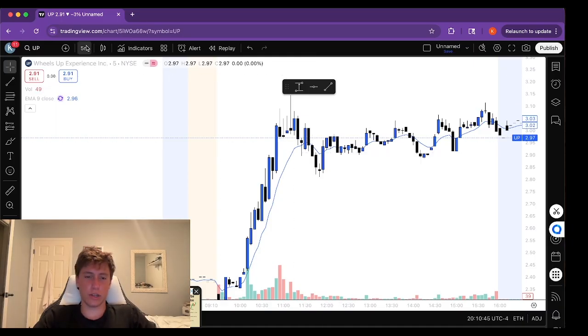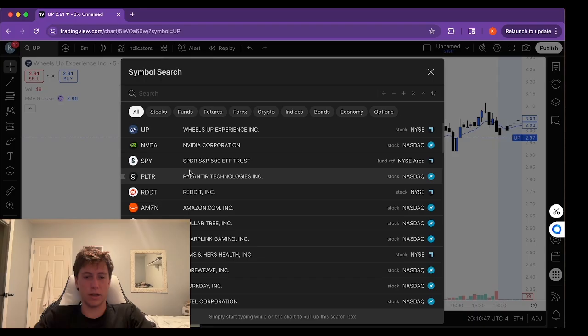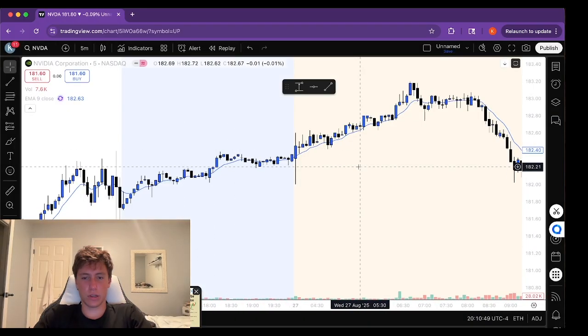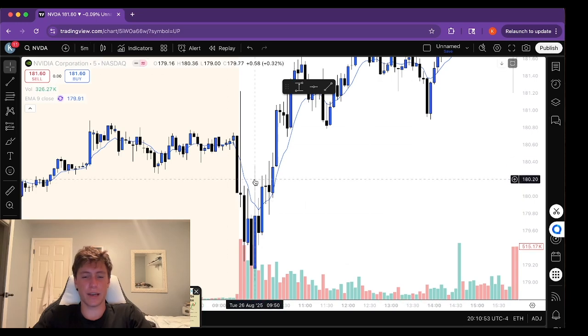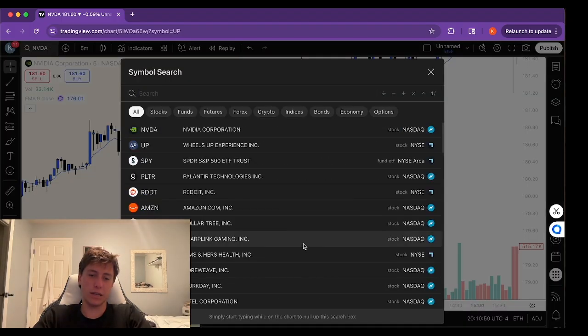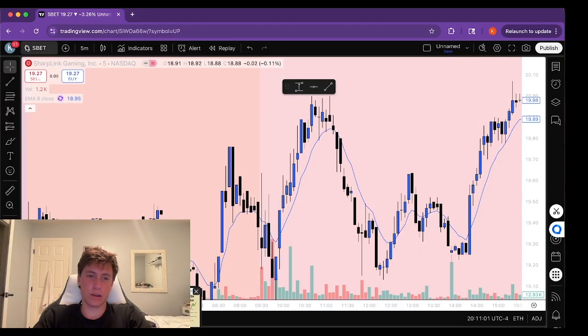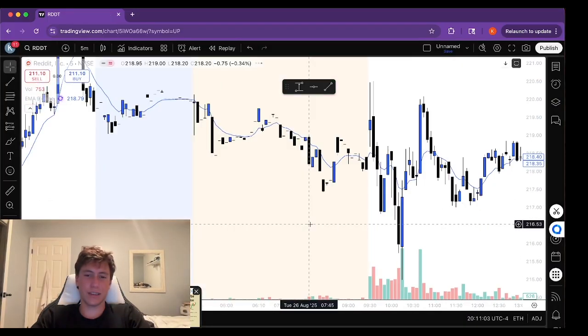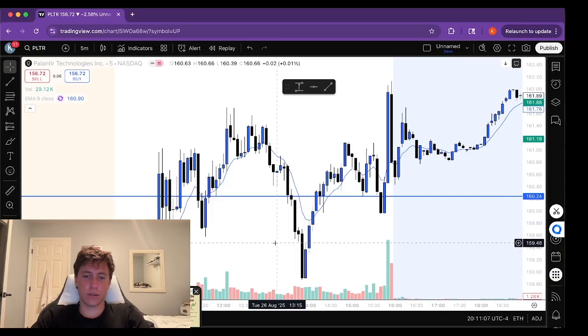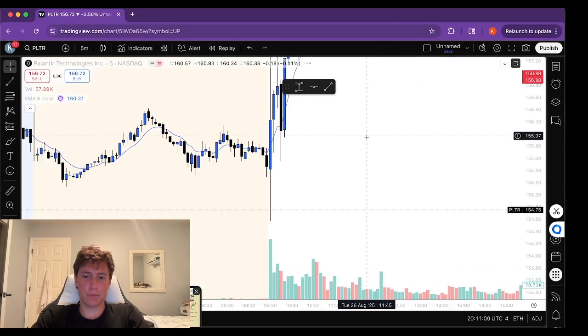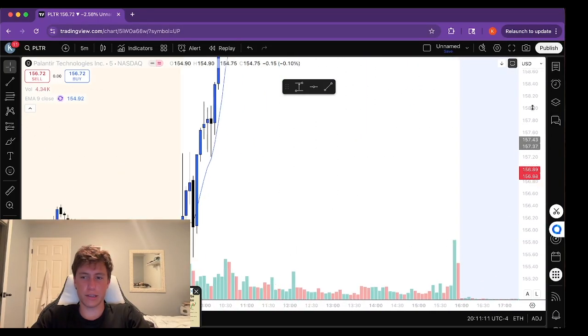Let's go ahead and look at another example. Let's look for another good example. I usually buy breakouts, so I'm usually waiting for the stock to have a big green move at the start of the day, and that indicates if I want to buy this stock or not. So let's look at PLTR. Here we go. Here's a great example, guys.